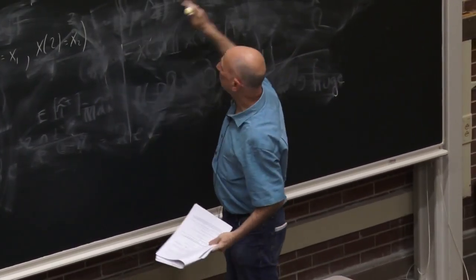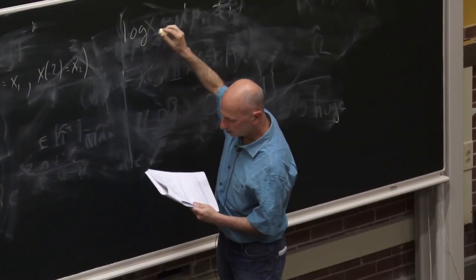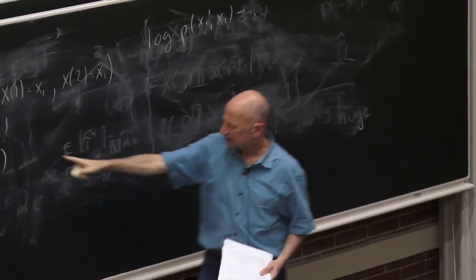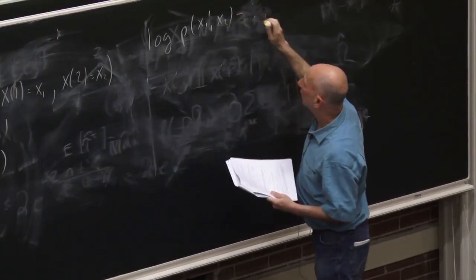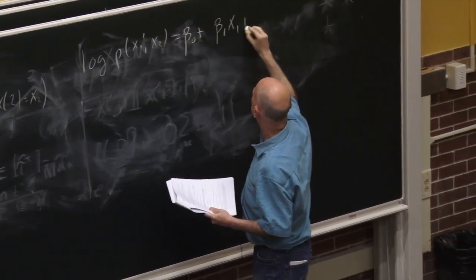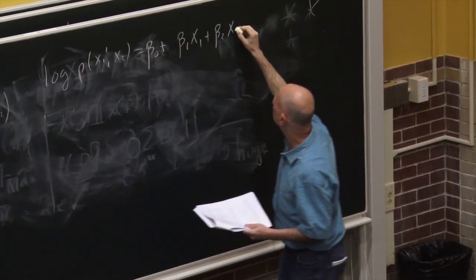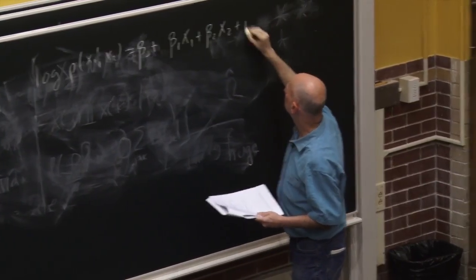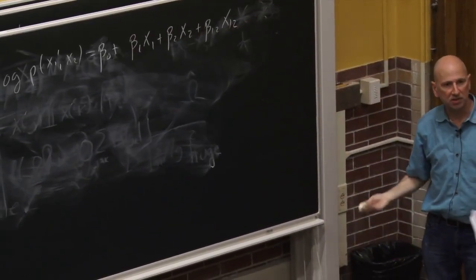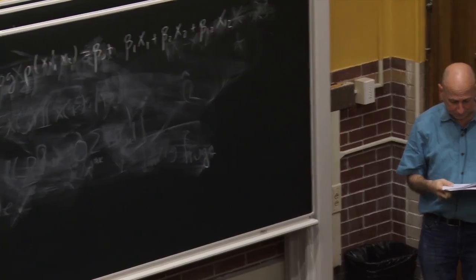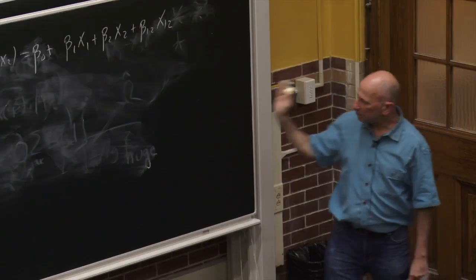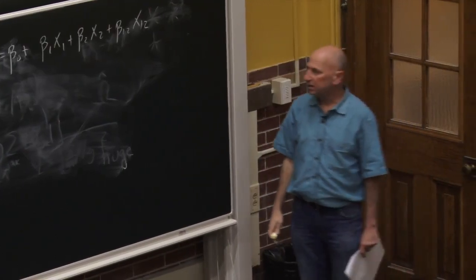I'm simply going to define the following thing. I'm going to say log of P(x1, x2), that's these things, equals beta 0 plus beta 1 x1 plus beta 2 x2 plus beta 1,2 x1 x2. And you can see now why it's called a log linear model, because when you take the log of the probabilities, it's a linear model. It looks just like regression.